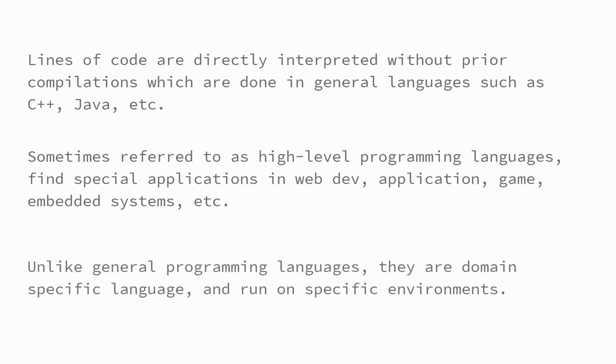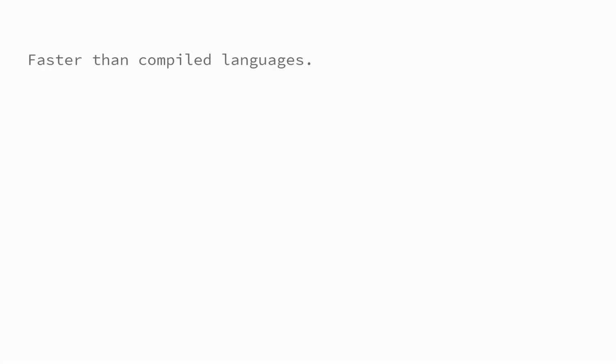And unlike general programming languages, they are domain specific languages and run on specific environments. So they have to have a certain environment, that is operating system, database configurations, specifications as well as other instructions and applications to run on the specific runtime environments and give specific and good results. And obviously the scripting languages are faster than the traditional languages because they are directly interpreted without being compiled.